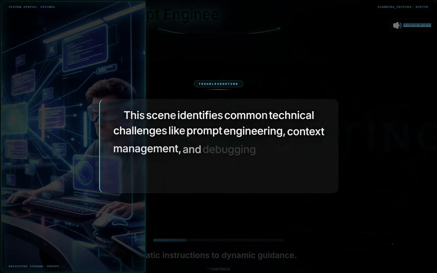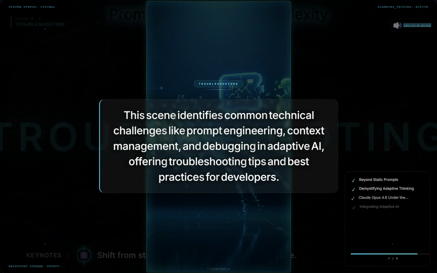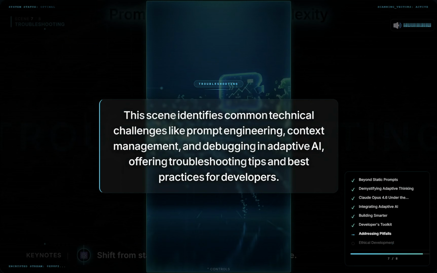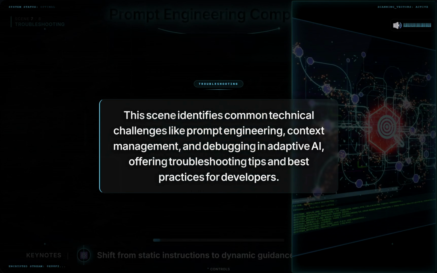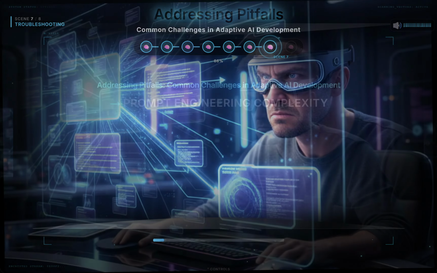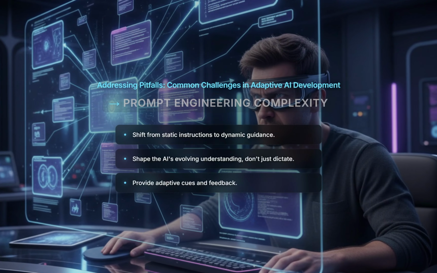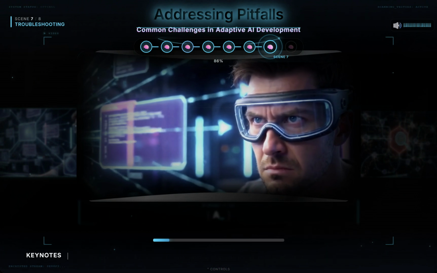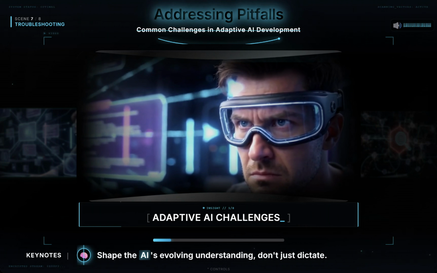So you're excited to build with adaptive AI, which is fantastic. But like any powerful tool, working with something like Claude Opus 4.6 comes with its own set of unique challenges that developers often hit. It's not always straightforward, especially when the AI isn't just following a predefined script, but actively adjusting its analysis based on evolving states, much like our dynamic debugger analogy.